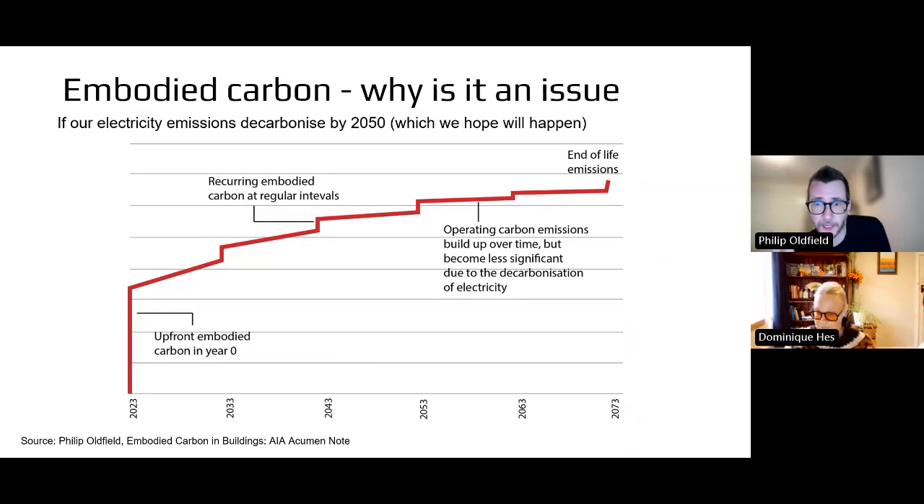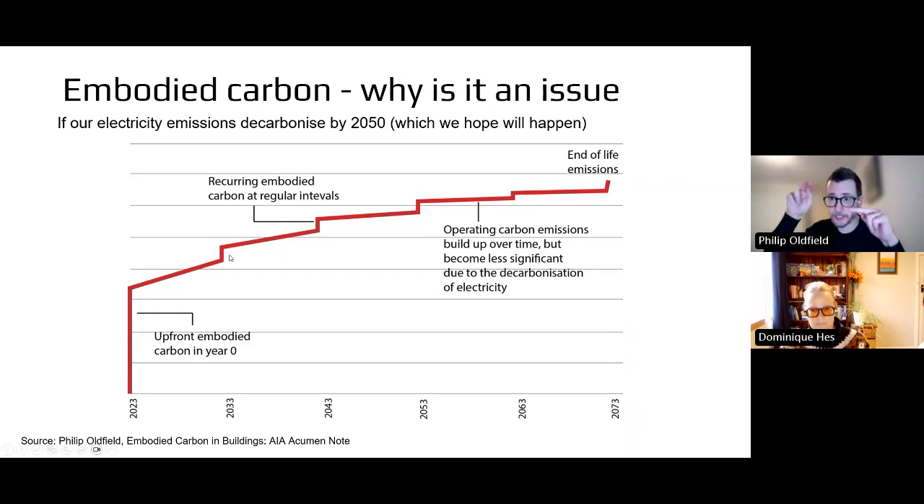And this graph is my visualization of what the carbon footprint of a building looks like over time. You can see in 2023, assuming a building's built, you've got what's called initial embodied carbon. You've got to build the building in the first place. Then over time, you've got these inclines, and that's operating emissions building up over time. Operating emissions are cumulative. Each year, you will emit carbon. Then after 10 years, you maintain your building, you change the carpets, as Dominique says, you change your mechanical systems, you upgrade a few things, so you get a little blip. That's recurring embodied emissions: maintenance, repair, refurbishment.